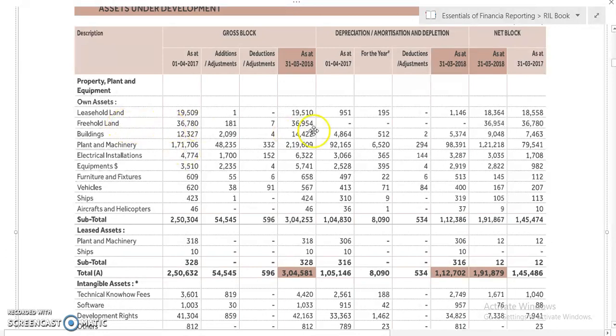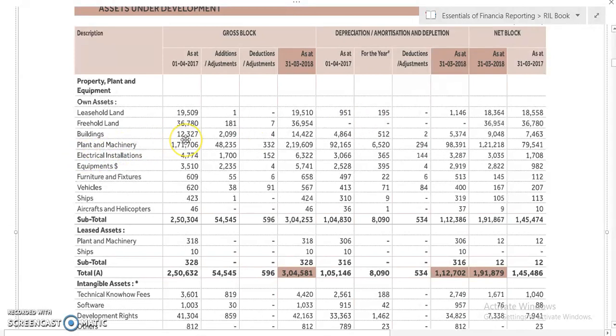Freehold land has no depreciation because you hold it forever, and normally land never depreciates in value, unlike leasehold land where you paid this money for 100-year use, and every year you charge off 1% of whatever you paid over a period of 100 years, because after that it will expire, right?